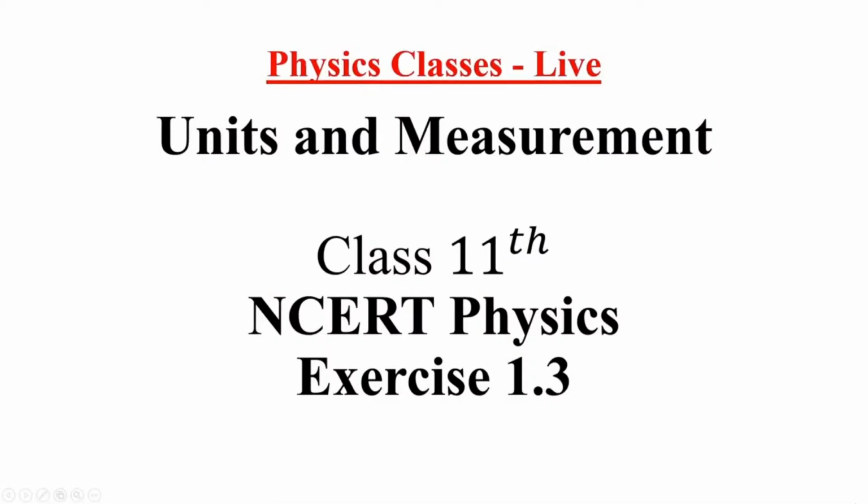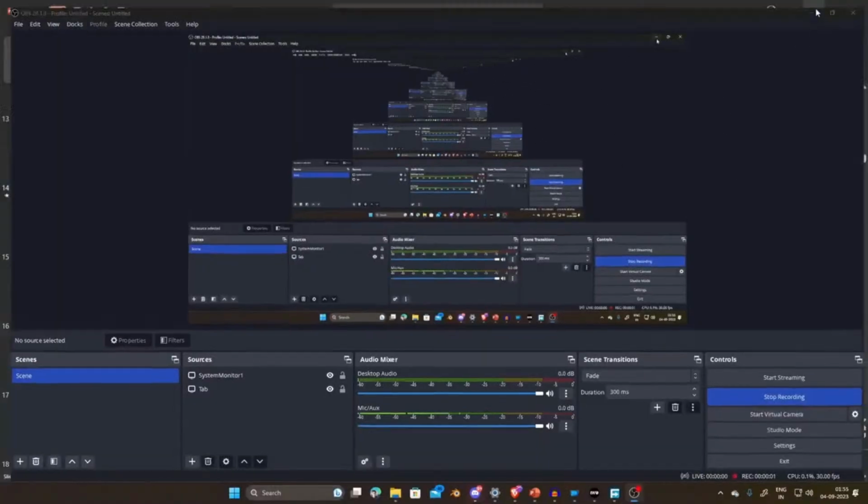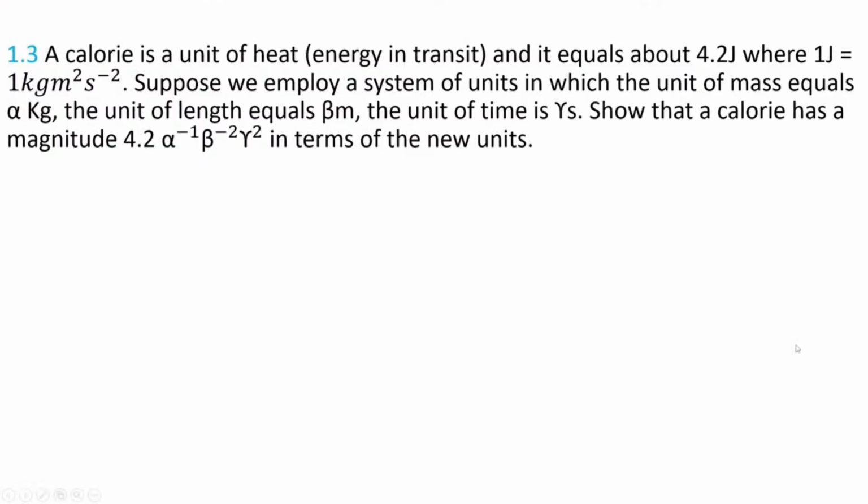Hello everyone. In this video we are discussing exercise 1.3 from class 11th NCERT Physics, chapter Units and Measurement. So moving forward, the question says a calorie is a unit of heat, that is energy in transit, and it equals about 4.2 joules, where 1 joule stands for 1 kilogram meter square per second square. Suppose we employ a system of units in which the unit of mass equals alpha kilogram, the unit of length equals beta meter, the unit of time is gamma second.